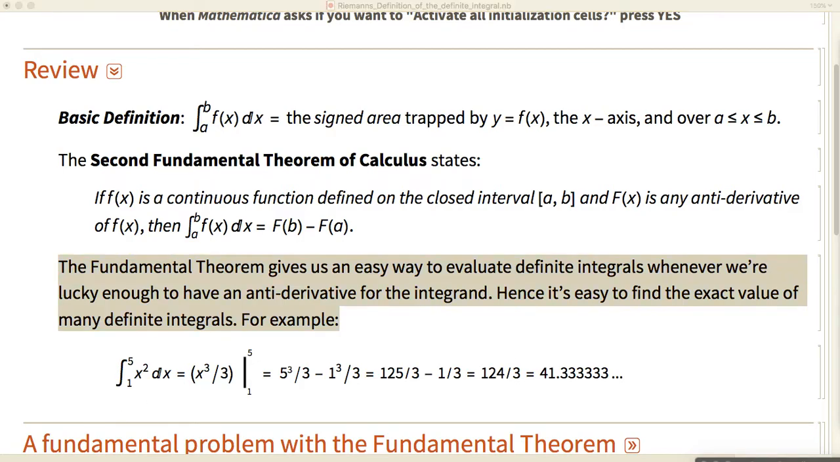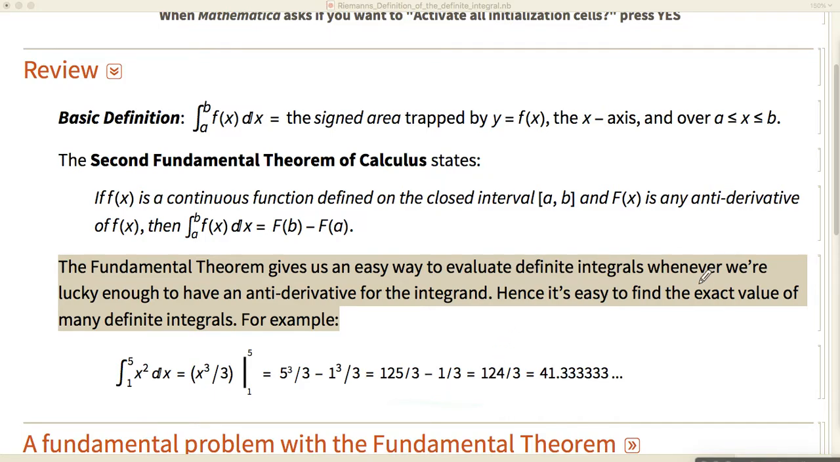And as a basic example, consider this particular definite integral: the definite integral from 1 to 5 of x squared dx. Well, x squared has an easy antiderivative. It's x cubed over 3, and we simply evaluate that at 5, we evaluate it at 1, we stick a minus sign in between those two numbers, and we're done.